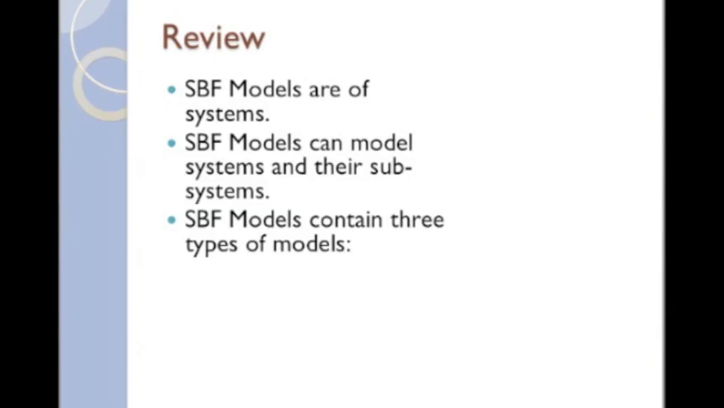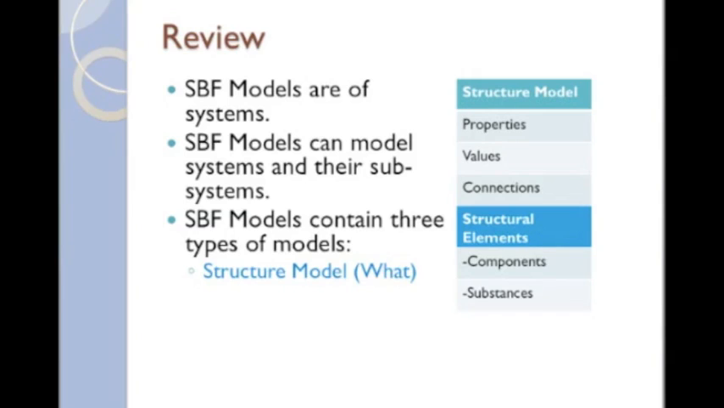SBF models contain 3 different models. The first is the structure model, which describes the objects of the system. This is what a system is made of. It includes structural elements, which are either components or substances, and the connections among those elements. A structure model also describes the properties and values of those elements.